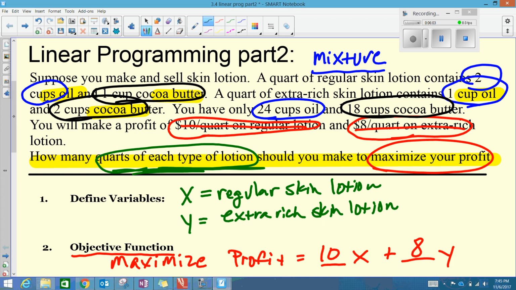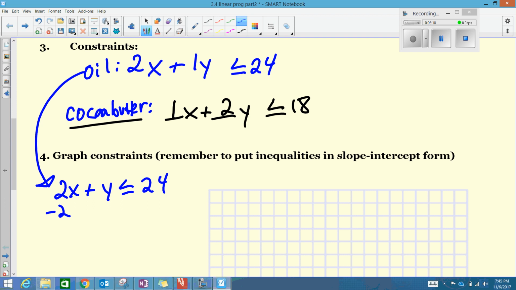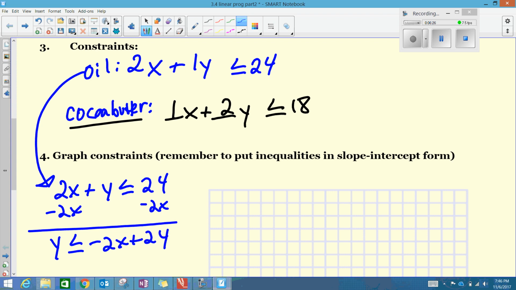Okay, so now we are going to graph. So first we'll bring this down, and we've got 2x plus y less than or equal to 24. So let's put it in mx plus b. So we're just going to subtract. So we get y less than or equal to negative 2x plus 24.